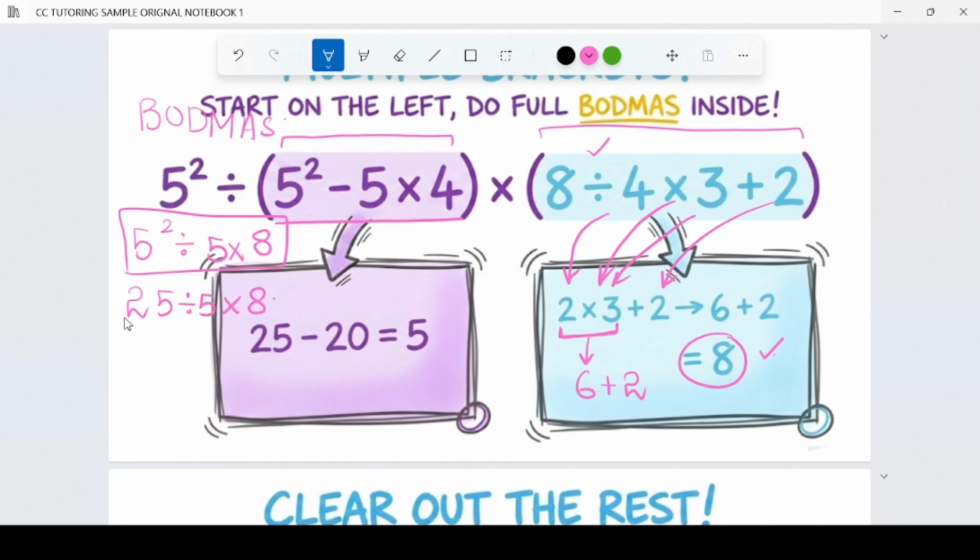And I have told you, if there are division and multiplication in the same equation, you don't have to think much, just go from left to right. So 25 divided by 5 is 5, 5 into 8, 5 eights are 40. So this is my answer for this equation.